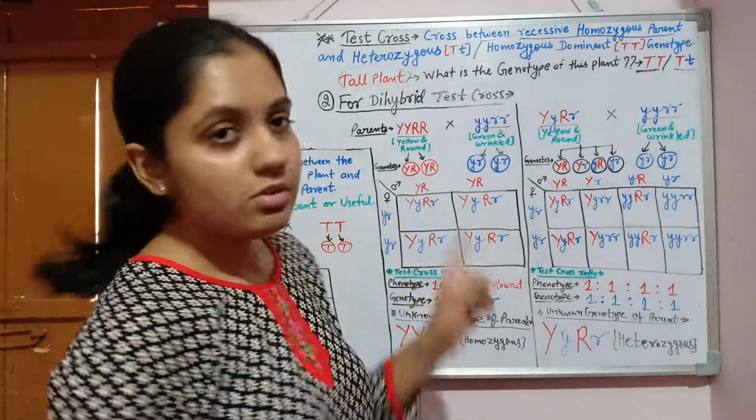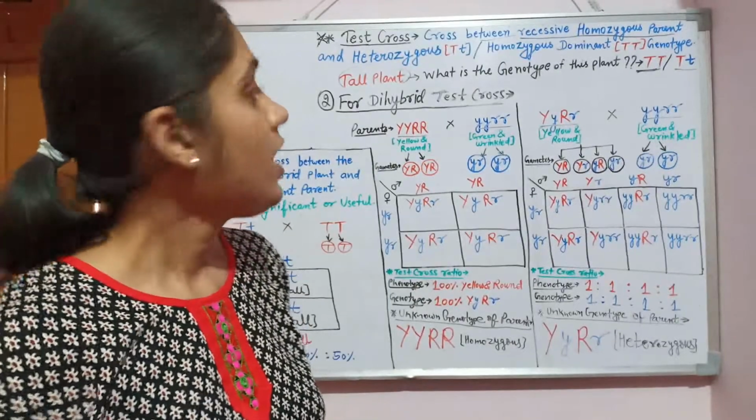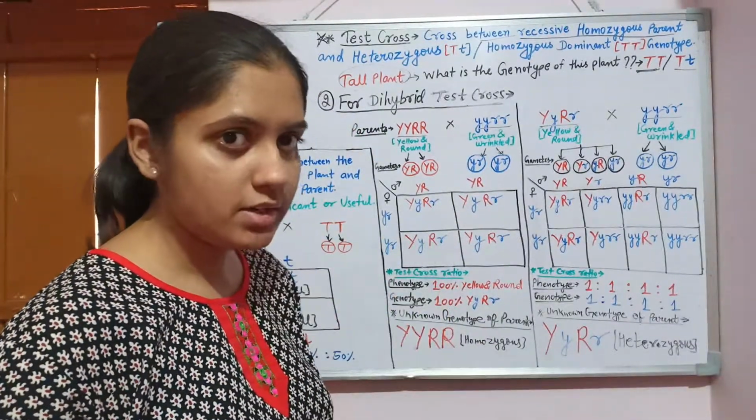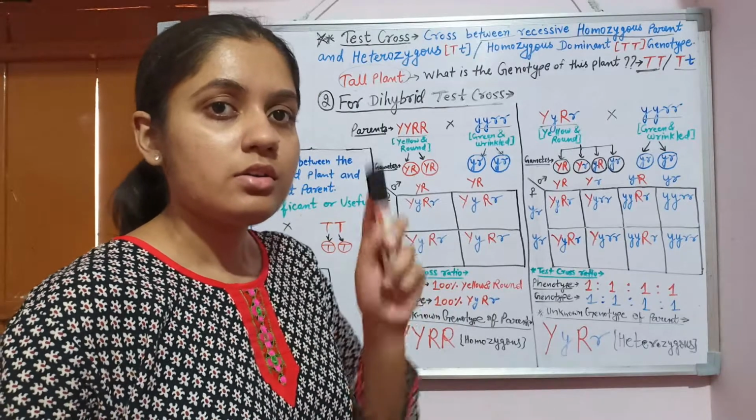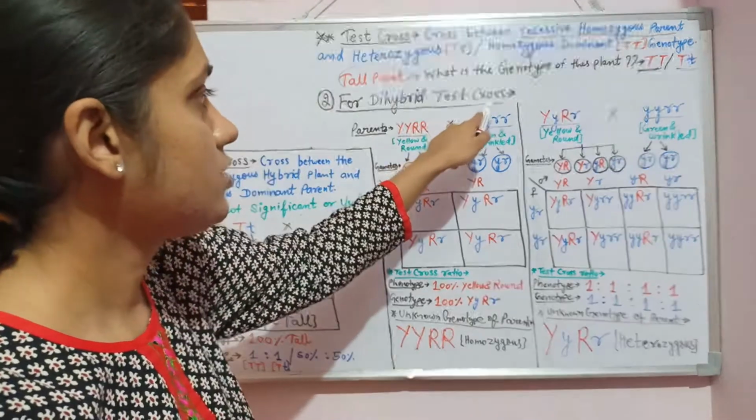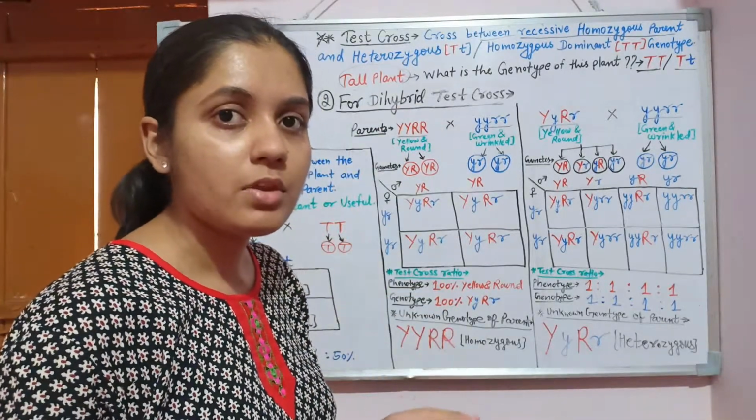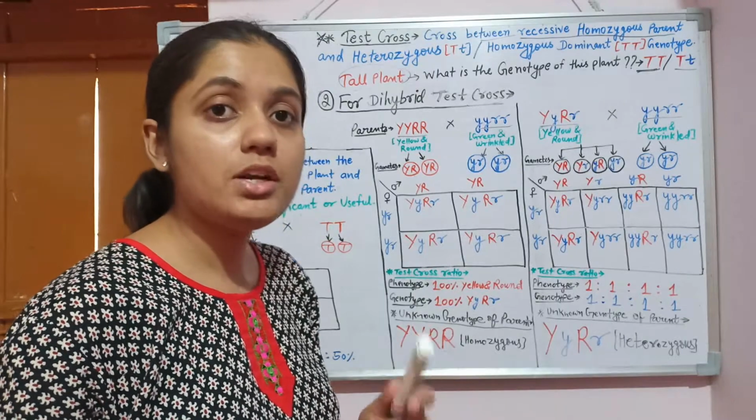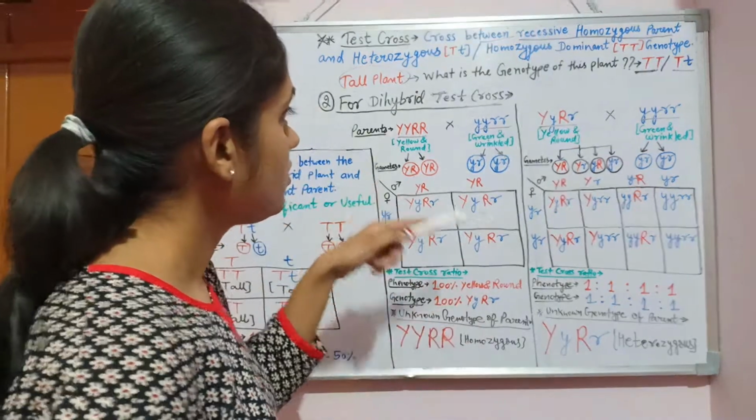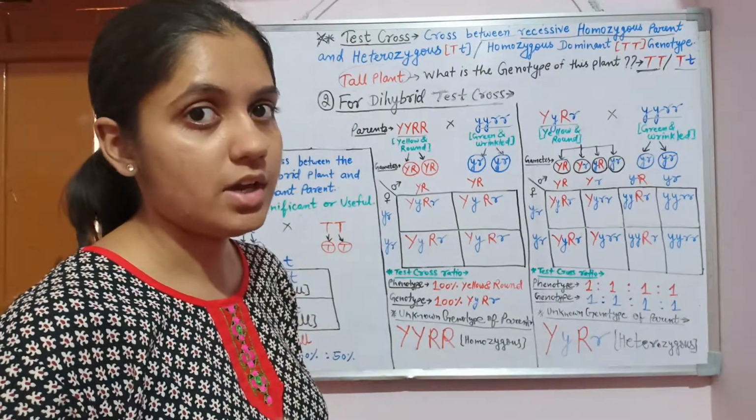Okay. So this is the dihybrid test cross. In the monohybrid test cross, only one character is seen, that is the plant height. Here is the dihybrid test cross, the dihybrid cross which was performed by Mendel, on which the law of independent assortment is based, in which the seed color and seed shape, two characters, are taken.